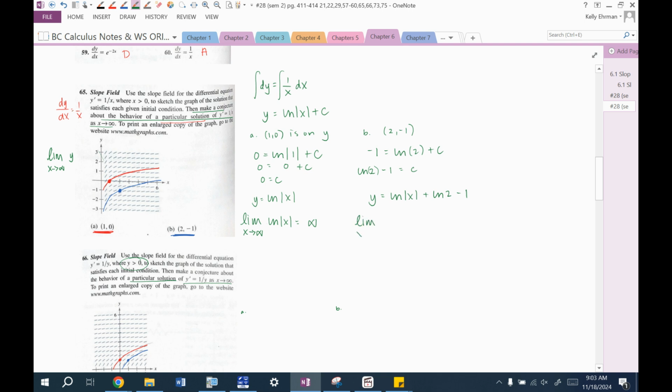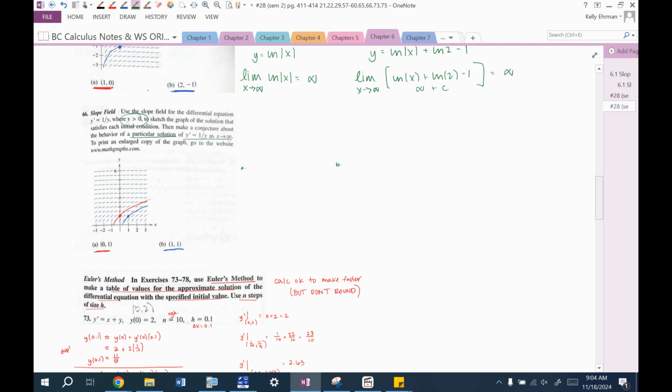The limit as x approaches infinity of natural log of x plus natural log of 2 minus 1 is infinity plus natural log of 2 minus 1. Remember, infinity plus a constant is just infinity. So same conjecture. This blue graph also grows without bound, just very slowly.